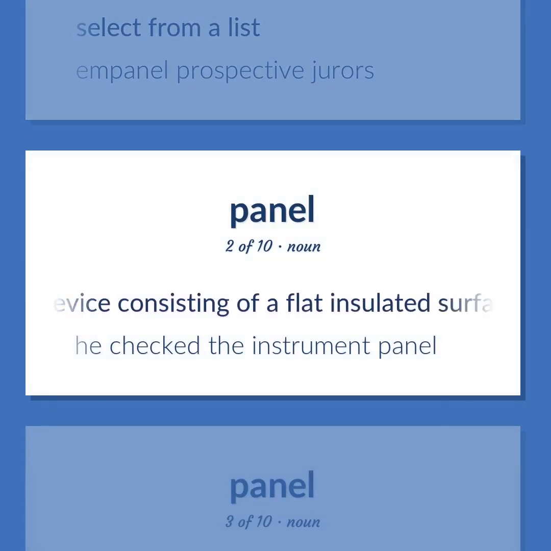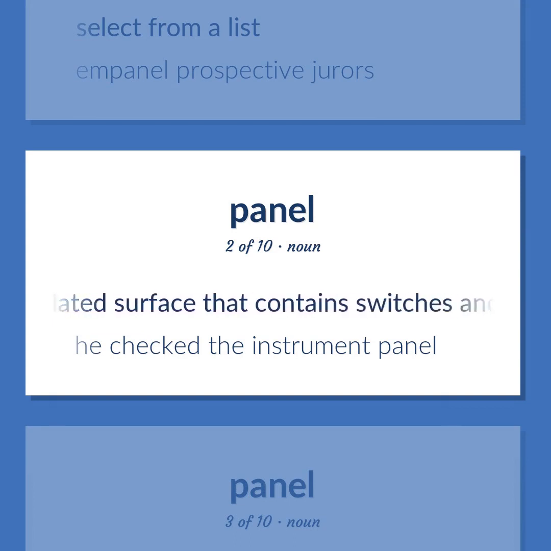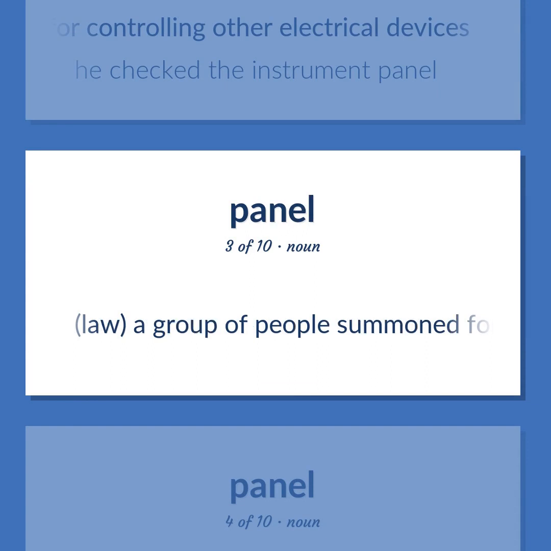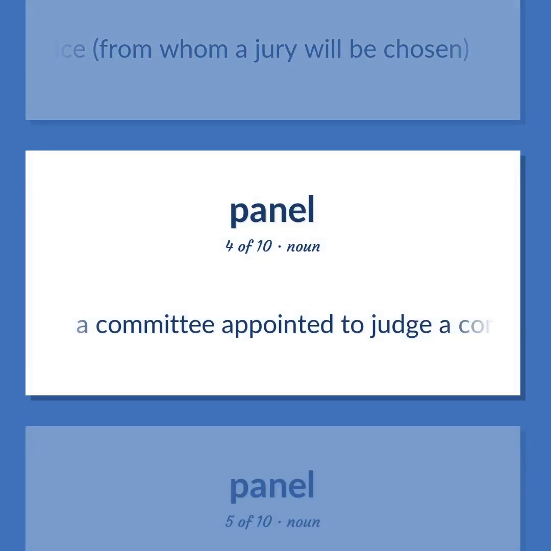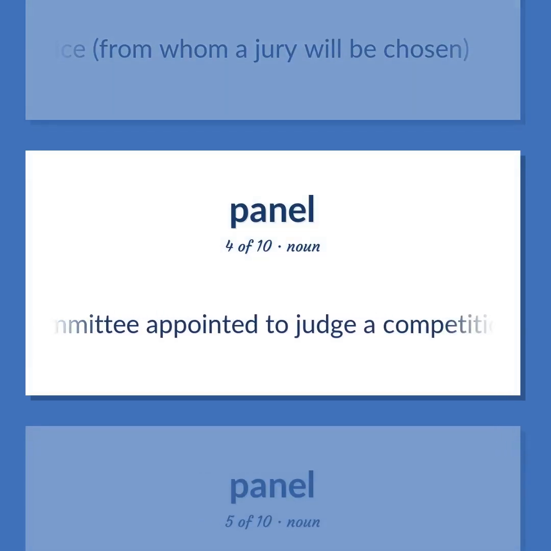Electrical device consisting of a flat insulated surface that contains switches and dials and meters for controlling other electrical devices. He checked the instrument panel. Law. A group of people summoned for jury service, from whom a jury will be chosen. A committee appointed to judge a competition.